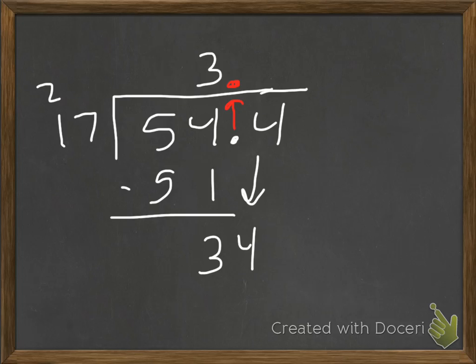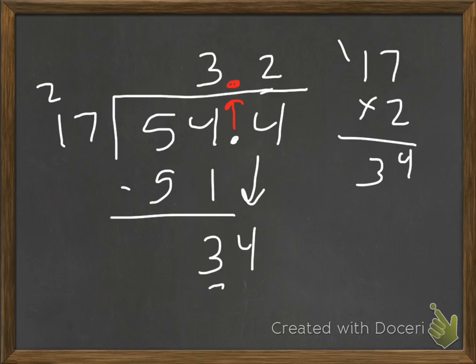Again, we can try 17, which we already did once. 14, carry the 1, 2 times 1 is 2, plus 1 is 3, and gives us 34. So your answer is 3.2.